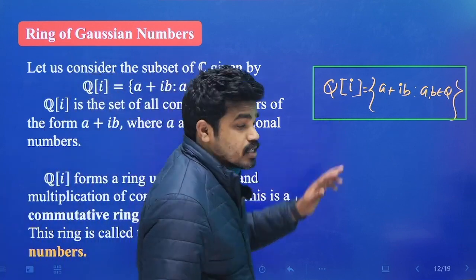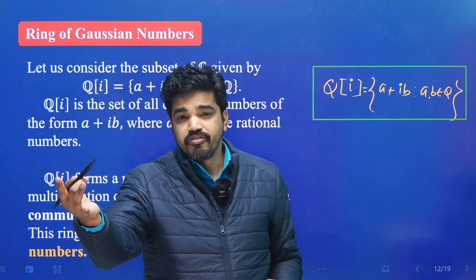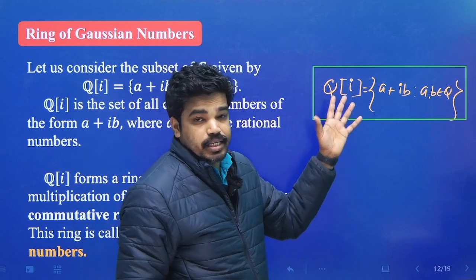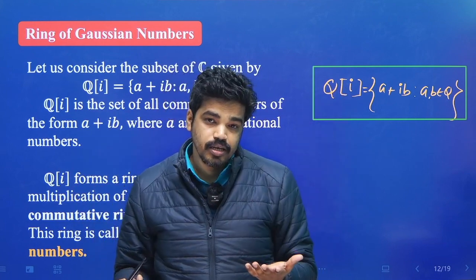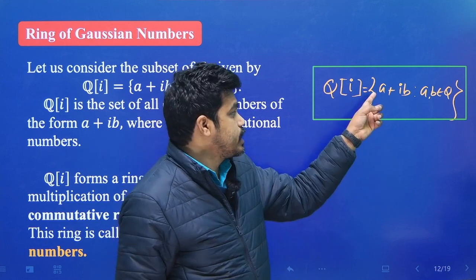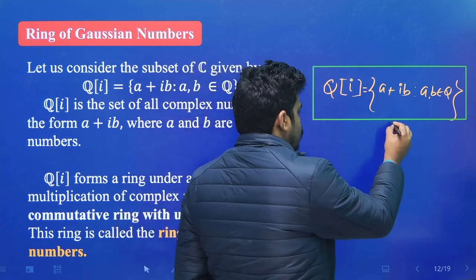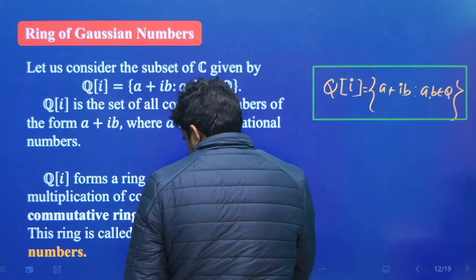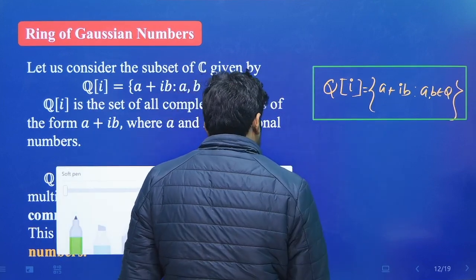So this Z[i] is a commutative ring with unity. Similarly Q[i], that is also a commutative ring with unity or identity. What is the identity element? Just see what is the identity element. The identity element is 1, right?